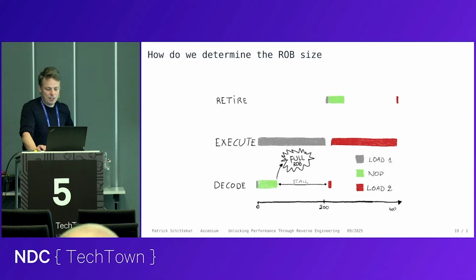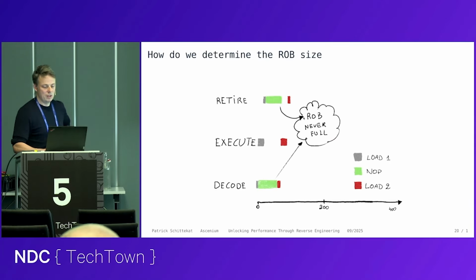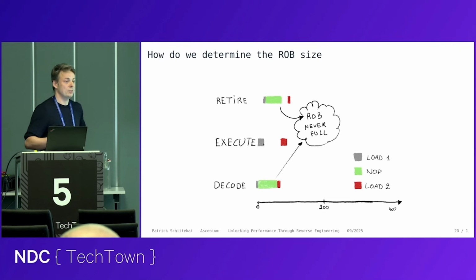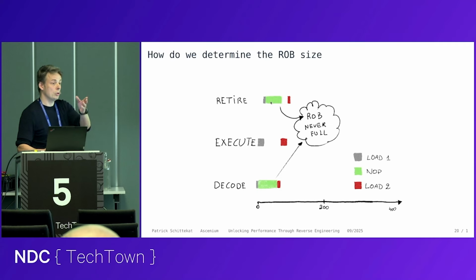Okay, but I have now drawn 200 cycle loads. What happens if it hits the cache directly and you have 4 cycles or 10 cycles? Then these loads come back very fast. They can retire. And also the nops, like in your case, can already start retiring because that came back. So it means that the ROB never gets full.